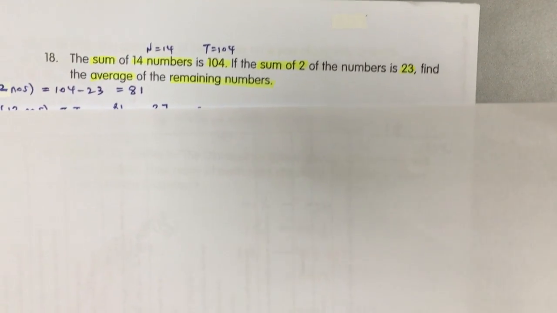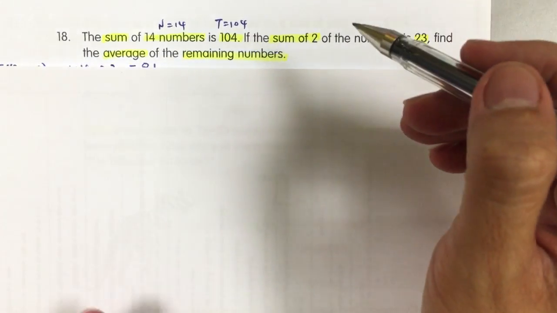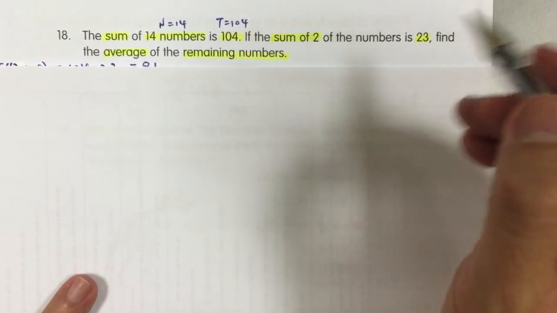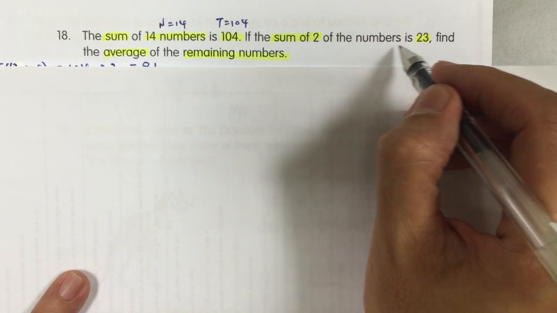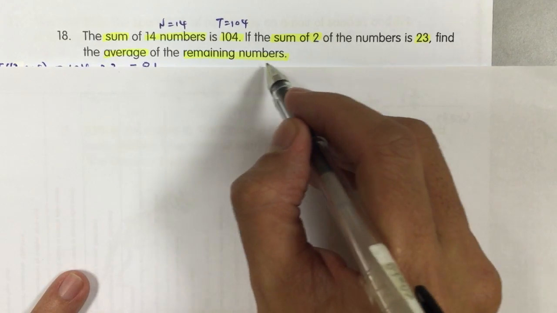Next question, 18. The sum of 14 numbers is 104. N is 14. Total is 104. If the sum of two of the numbers is 23, find the average of the remaining numbers.